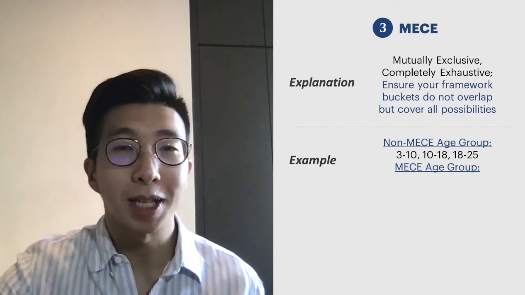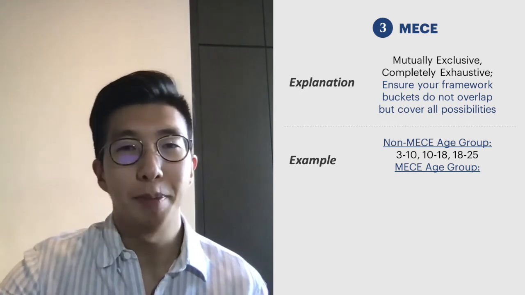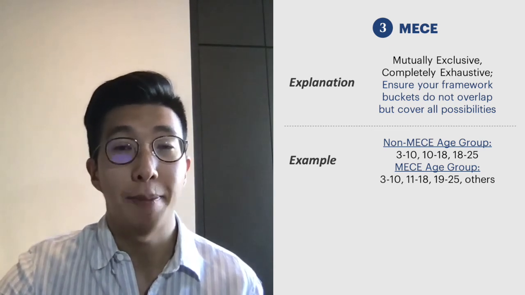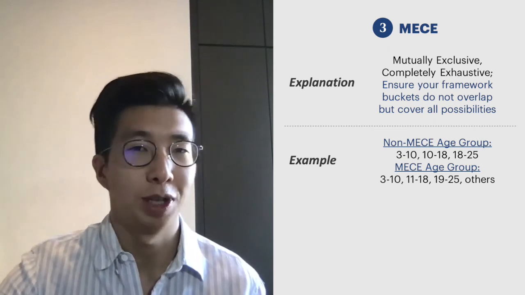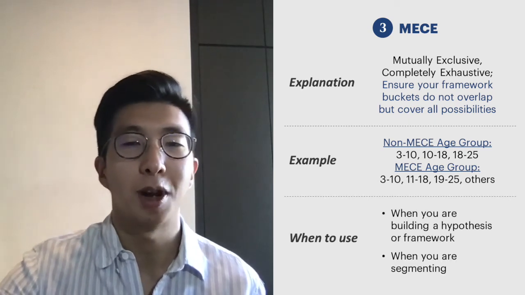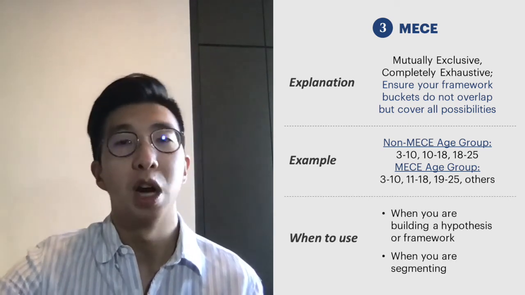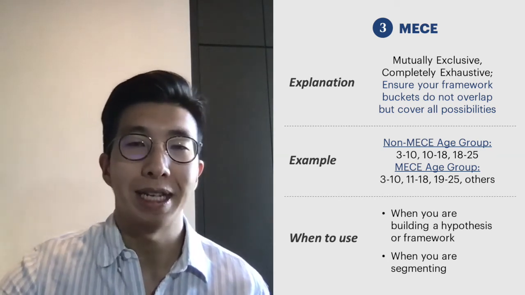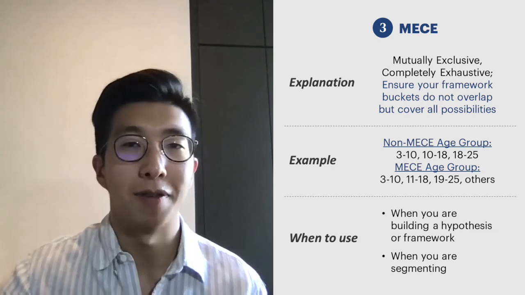So how do we make this framework MECE? Well, it's simple. All we have to do is to adjust the age brackets so they do not overlap and add an others category so that we can cover all possibilities. MECE is a very useful concept when you're building a framework or a hypothesis to ensure that you don't get lost and that you don't waste any time. It's also very helpful whenever you're segmenting.